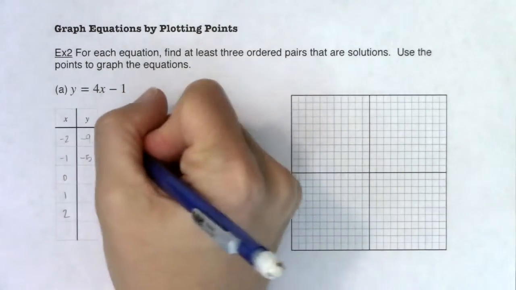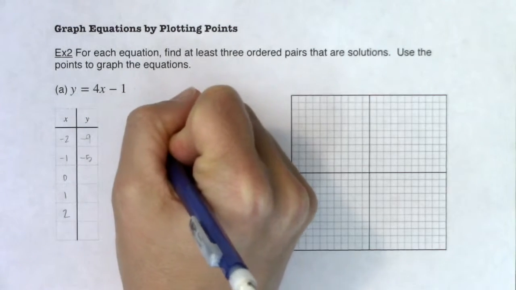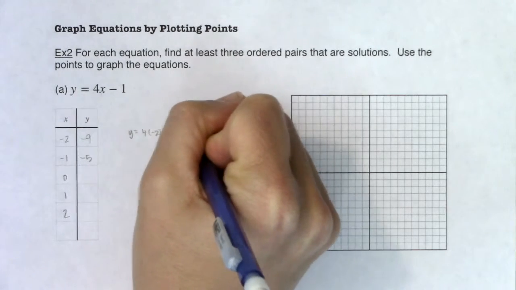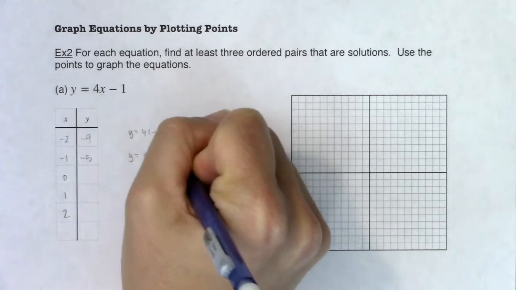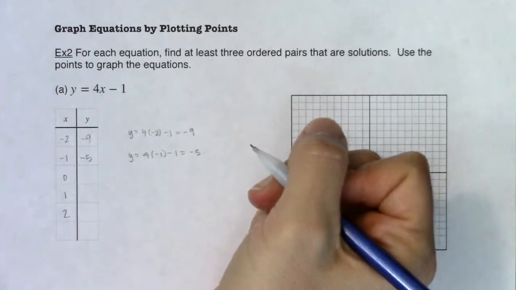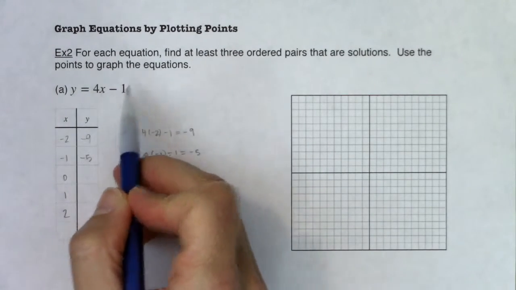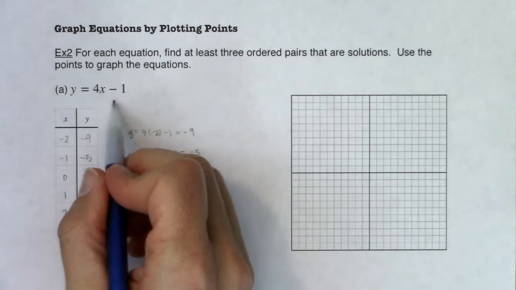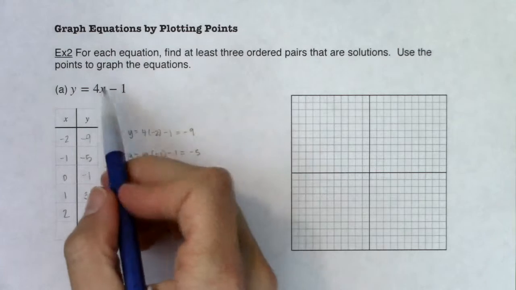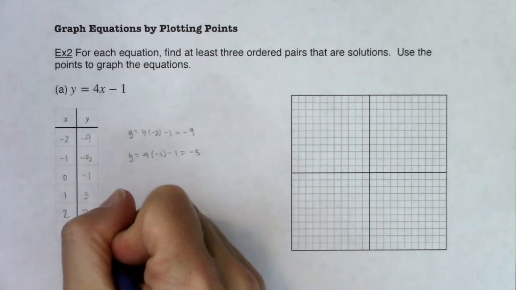All right, and if it's hard to hear me say this, I'm quite literally plugging this in. y would equal 4 times negative 2 minus 1, which is negative 9. Over here, y would equal 4 times negative 1 minus 1, which is negative 5. All right, let's plug in 0. 4 times 0 is 0. 0 minus 1, negative 1. Right? 4 times 1 is 4. 4 minus 1 is 3. And last but not least, 4 times 2 is 8. 8 minus 1 is 7.